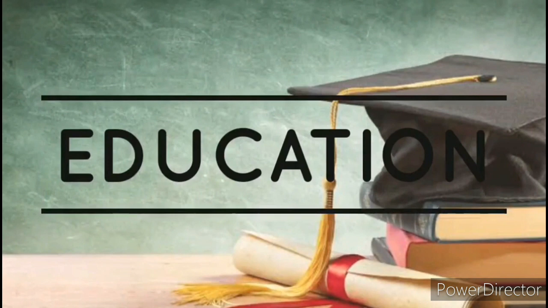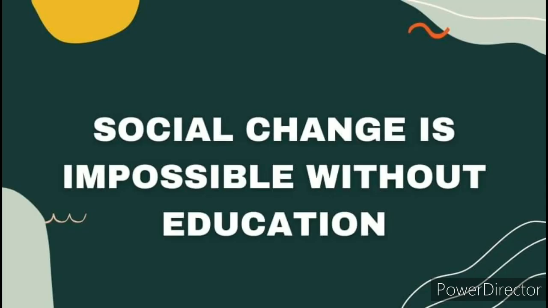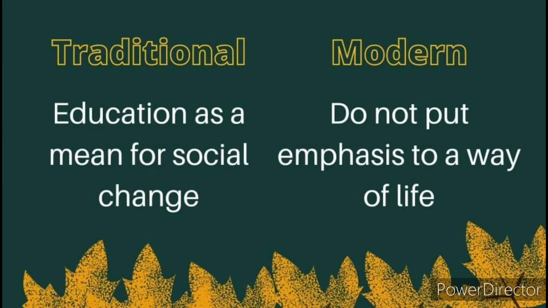So the next topic that we will discuss is education and how it responds to social change. It is said that social change is impossible without education. In earlier educational institutions, education is implied as a means for social change rather than an instrument. While at the present times, modern educational institutions do not place much emphasis upon transmitting a way of life to the students.